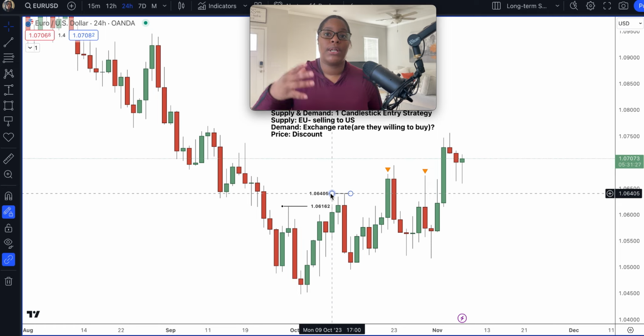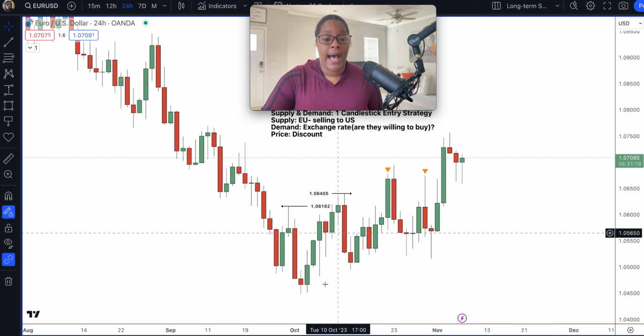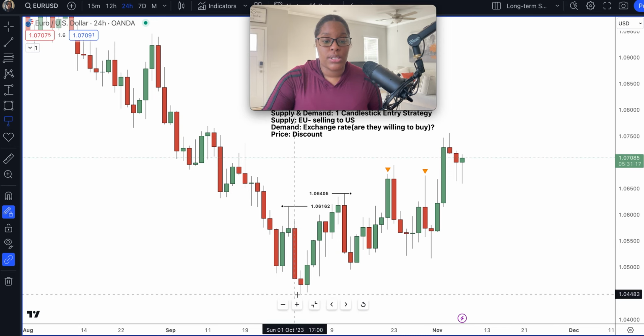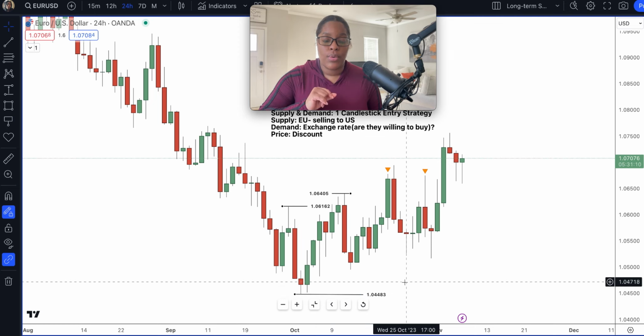But for me, when it comes to supply and demand, I want deeper discounts. I want deeper pullbacks, right? So I want price to actually pass 1.06. I want it to come down towards the lows, but I don't even want it to pass the lows, right? So the last lower low is at 1.04483. Now that's the price that we want price to stay above. We want the discount above that price.